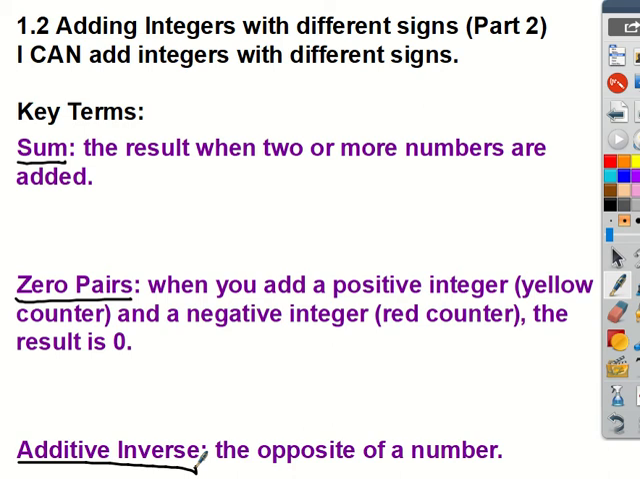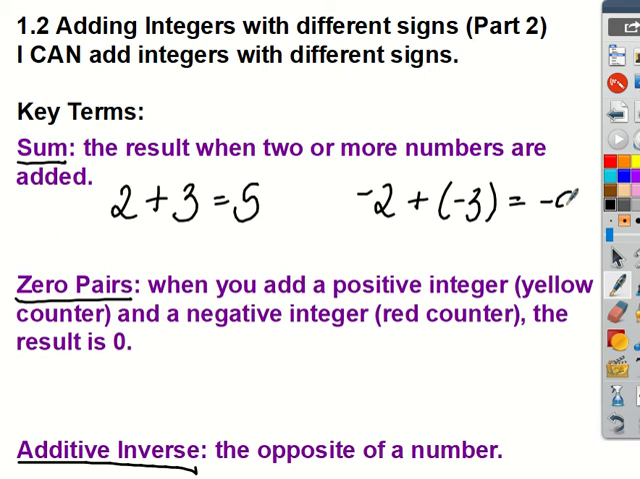So sum, and this is something you guys should have learned a long time ago, is the result when 2 or more numbers are added. And what I need you to understand is that doesn't change when you're having positive and negative numbers, right? Meaning if I have a positive 2 plus 3, 2 plus 3 is 5. If both my numbers are negative, it's still going to be a sum. And it's even true when one is a negative and one is a positive. Okay? So please make sure that you understand that the sum is just the answer to an addition problem.